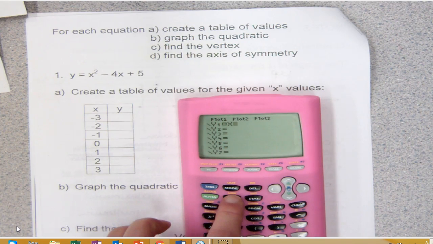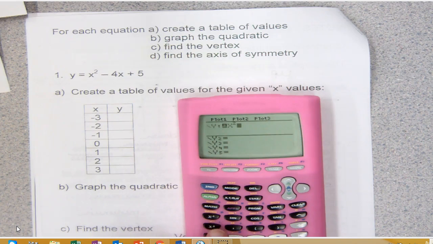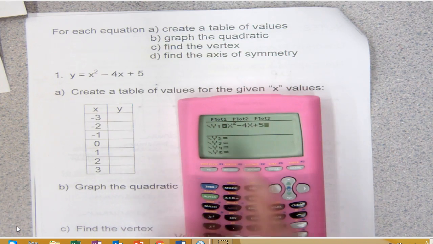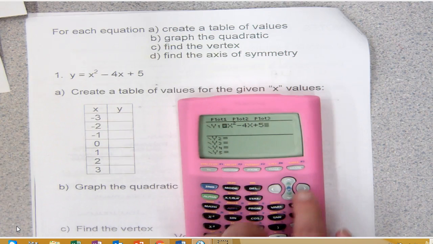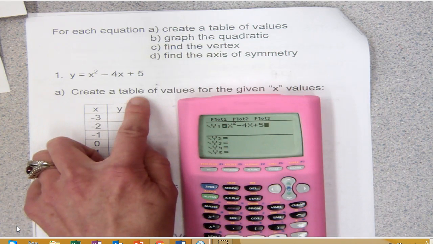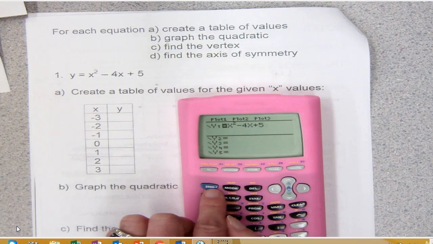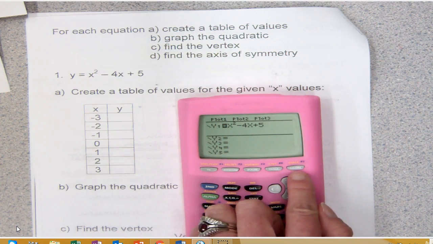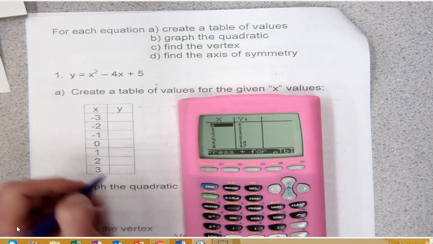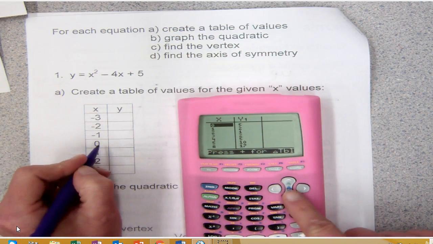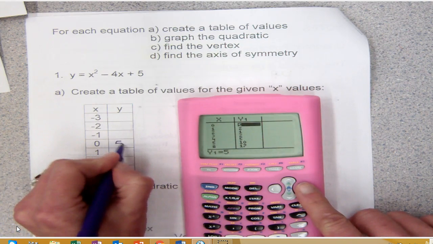So I've got x squared minus 4x plus 5. I'm basically just punching in my equation. Then I can go to second, and right here it says table, and look, a table is created for me. So I can just basically fill in my numbers. When x is 0, y is 5.